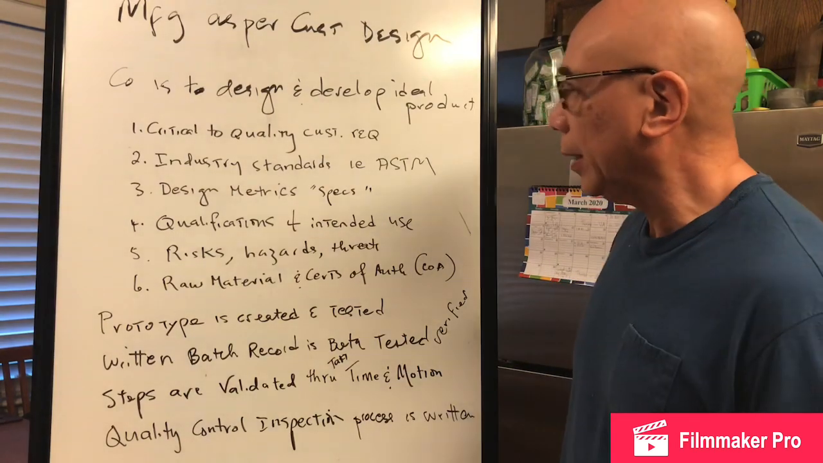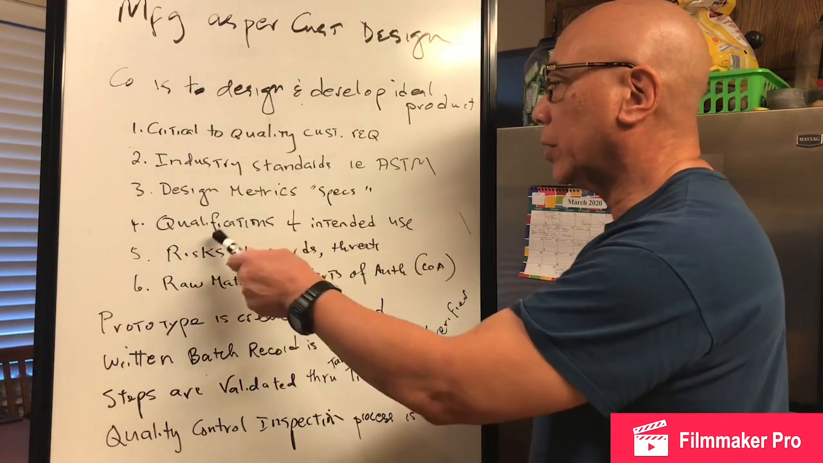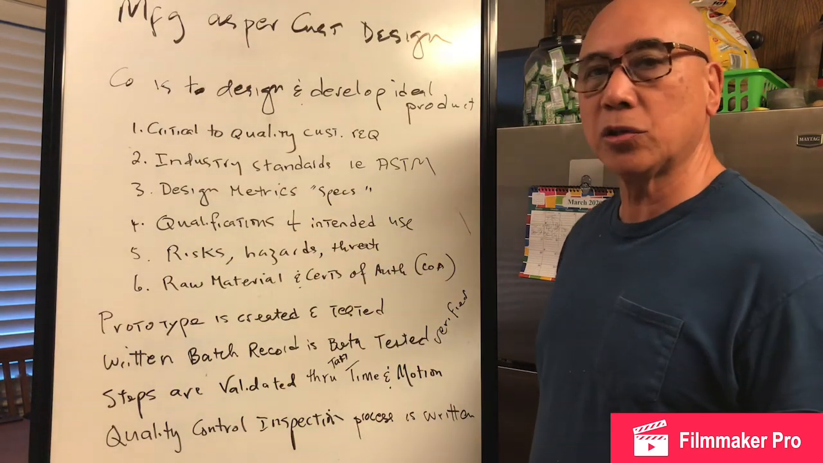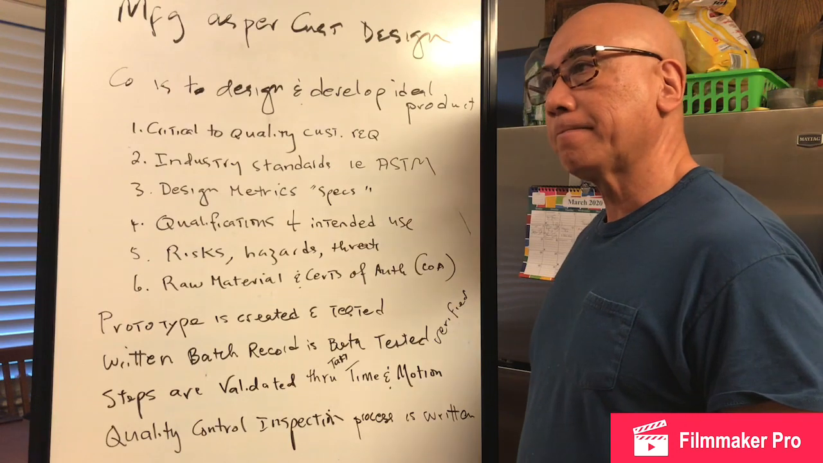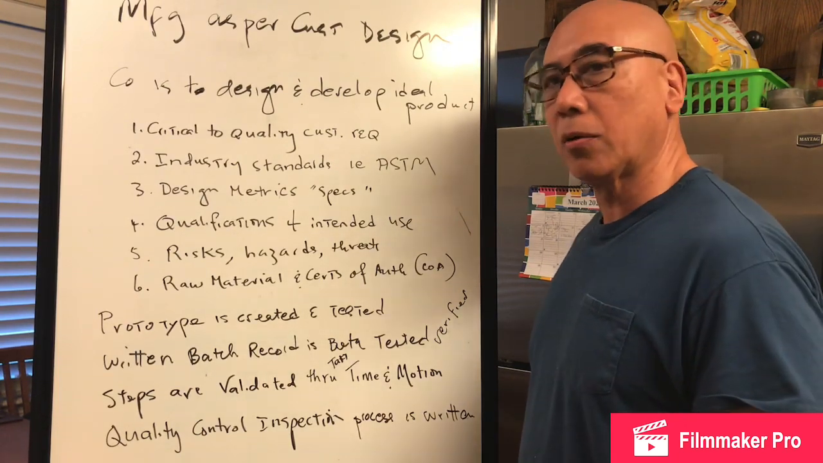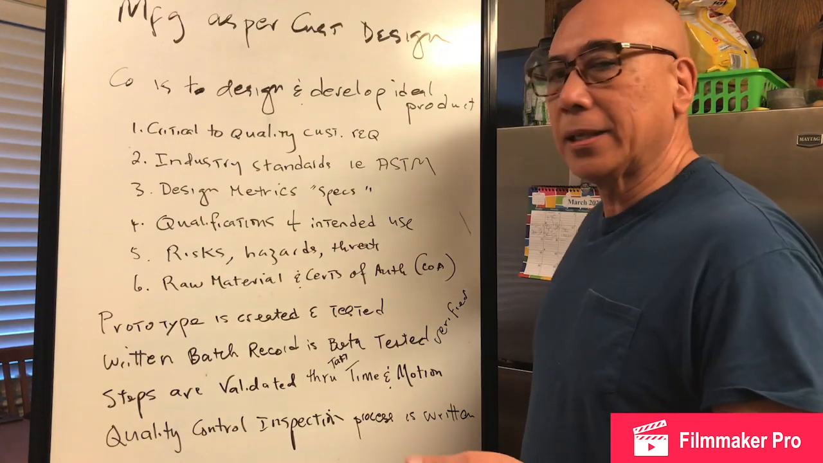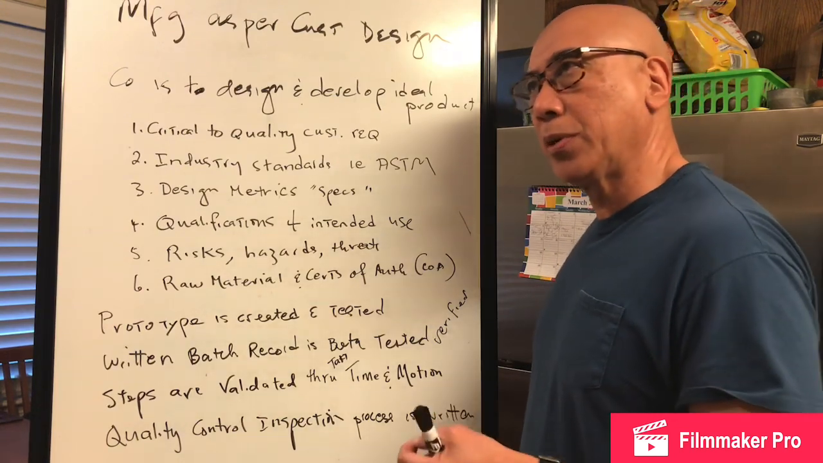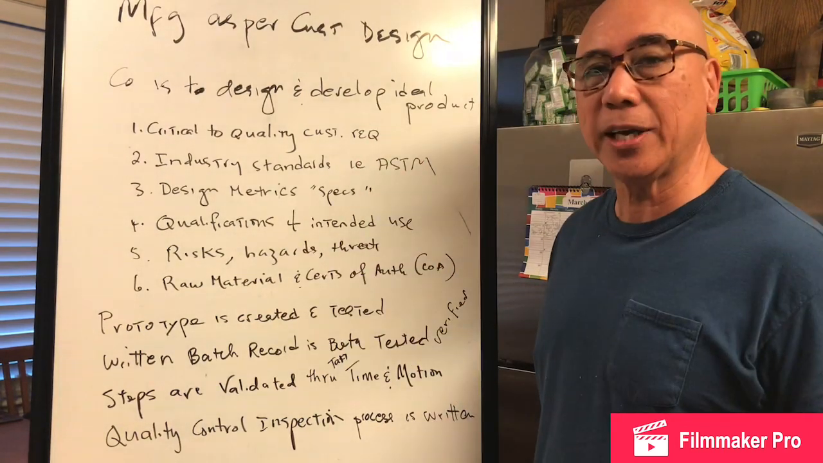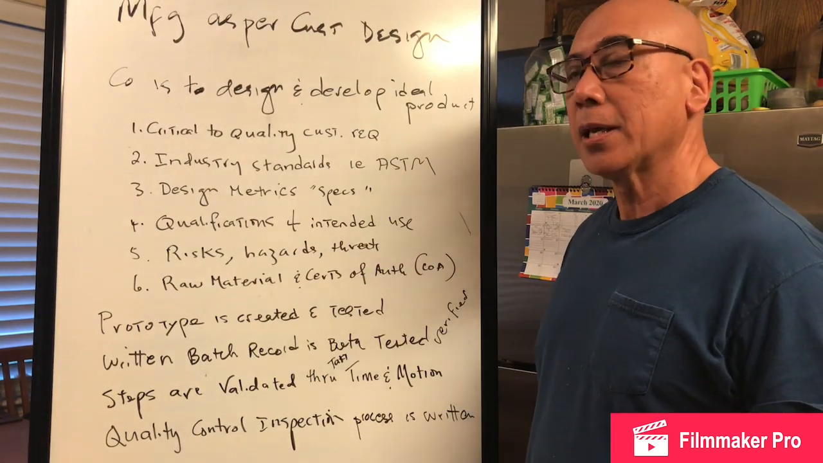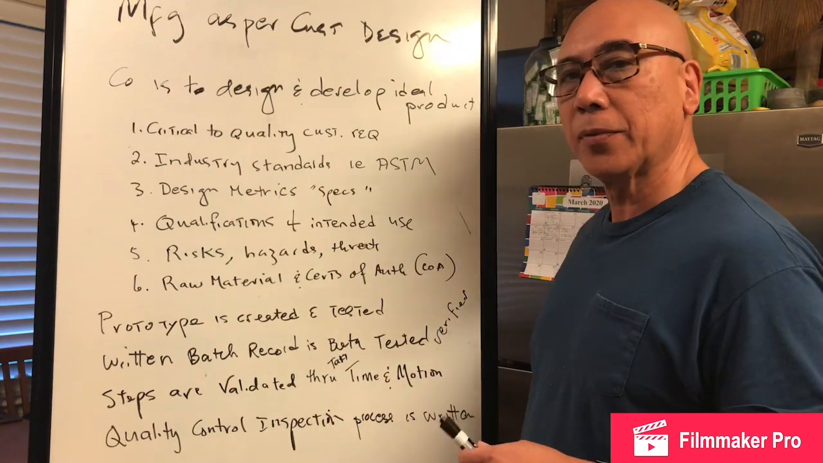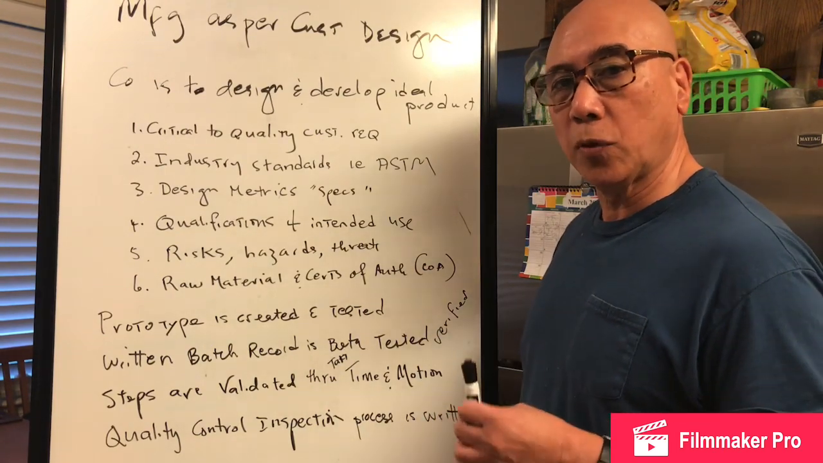Okay. Number four, what are the qualifications for intended use? If you are going to make a dollhouse, that is going to be a dollhouse and it's not going to be a car. I mean, though it seems like it's pretty basic, one of the things that cGMP is very strong in is intended use. Is that product used for its intended use?